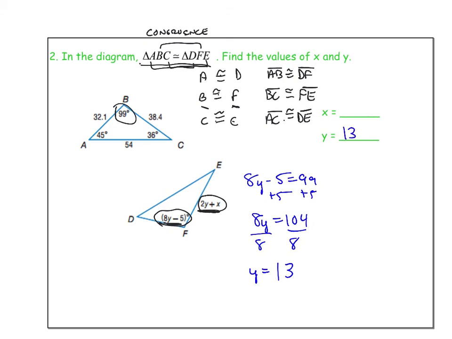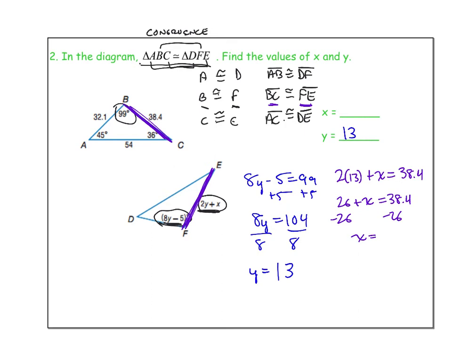Okay, and again, it's not just an algebra problem. You've solved a couple hundred. So now that I know what Y is, now I look at EF. Well, EF is the same thing as FE. That matches up to BC, which is 38.4. So 2 times 13 plus X equals 38.4. So now, just doing a little subtraction, that becomes 12.4. And that's it. That's my answer.